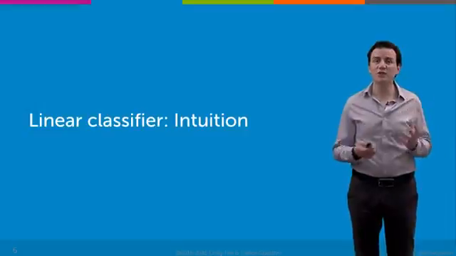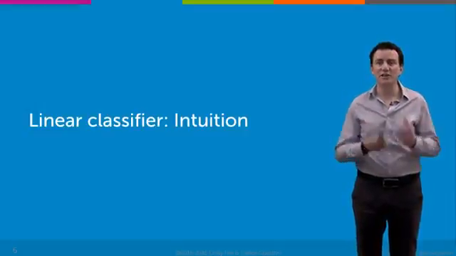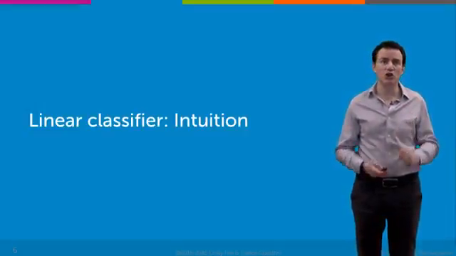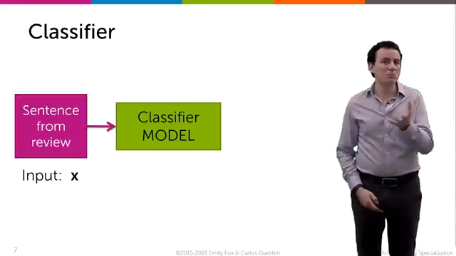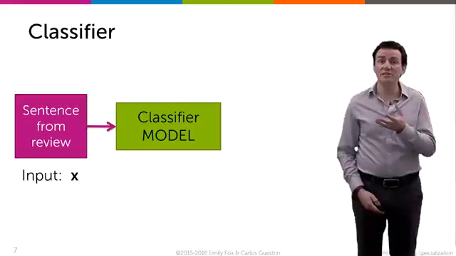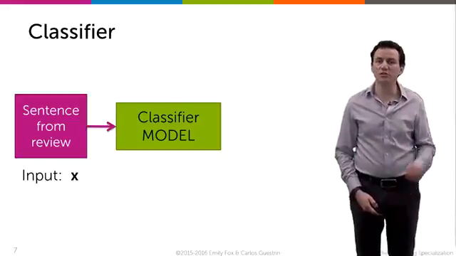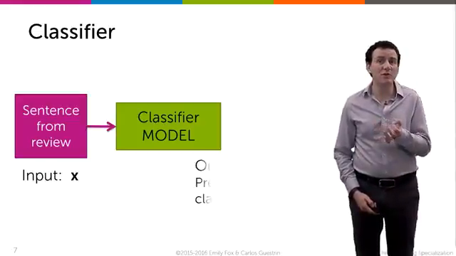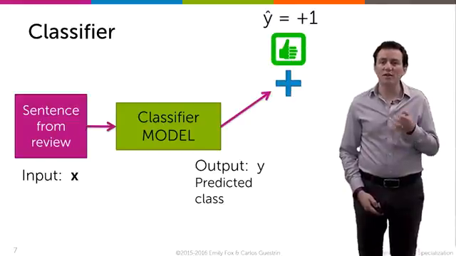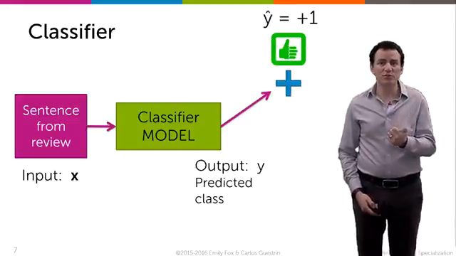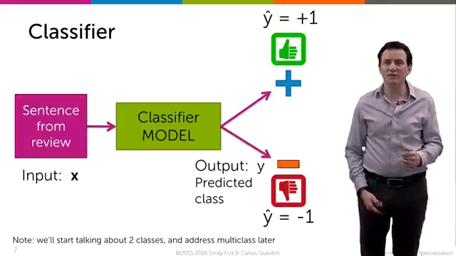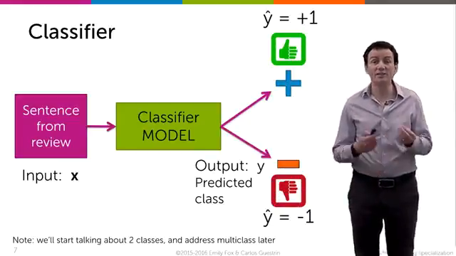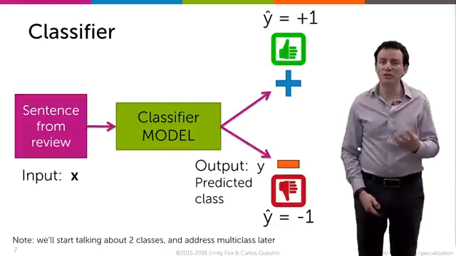Let's start by reviewing the intuition behind linear classifiers, the same intuition we covered in the first course. A linear classifier will take as input some quantity x, which in our case is sentences from reviews. It's going to feed it through its classifier model, and it's going to make a prediction y hat that says, is this a positive review, in which case y hat is +1, or is it a negative review, in which case y hat is -1. That's what we're trying to figure out.